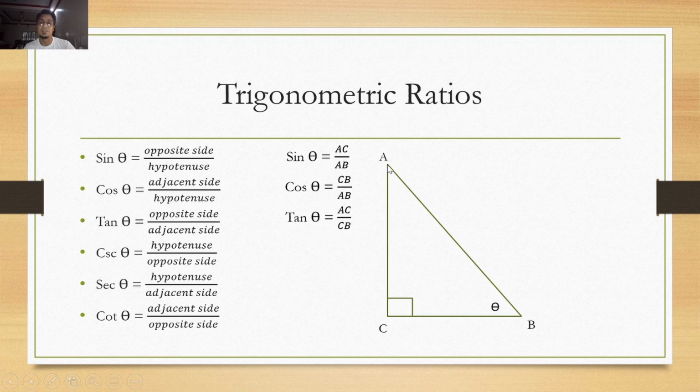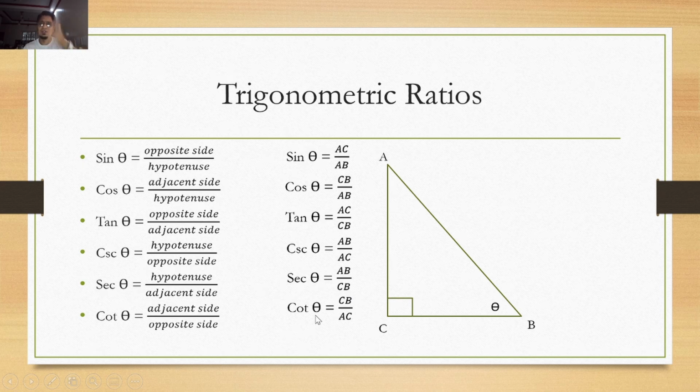Tangent theta, opposite over adjacent, AC all over CB. Cosecant, AB over AC. So, hypotenuse over opposite side. Secant theta is AB, hypotenuse over CB, adjacent side, with regard dito po sa ating given angle. Cotangent theta is CB over AC.